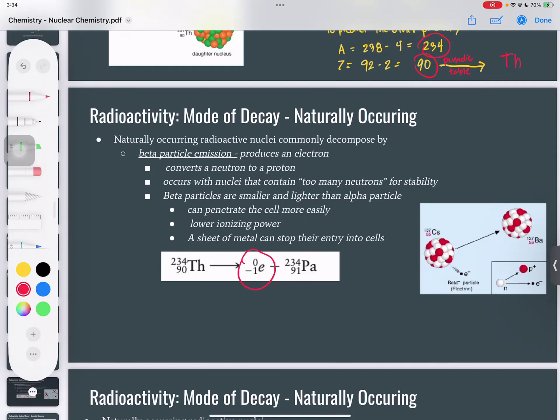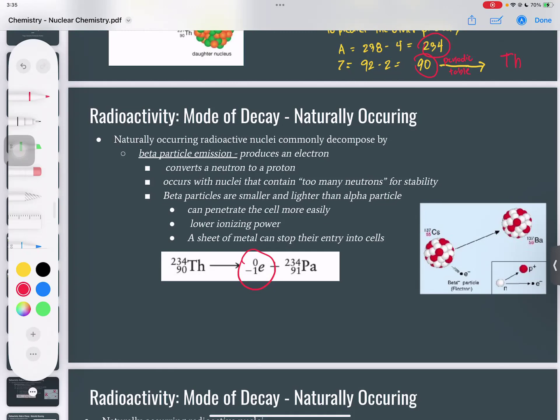Because A is the total number of neutrons and protons, it is 0, since it has no neutron and no proton. This is an example of a beta emission of cesium. When cesium decays, it releases a beta particle or an electron, and its daughter particle is barium.